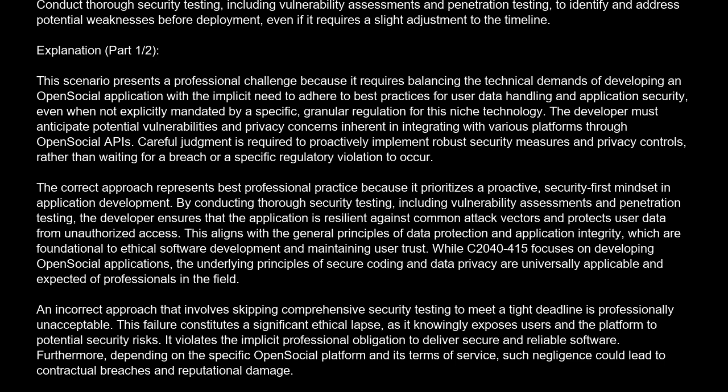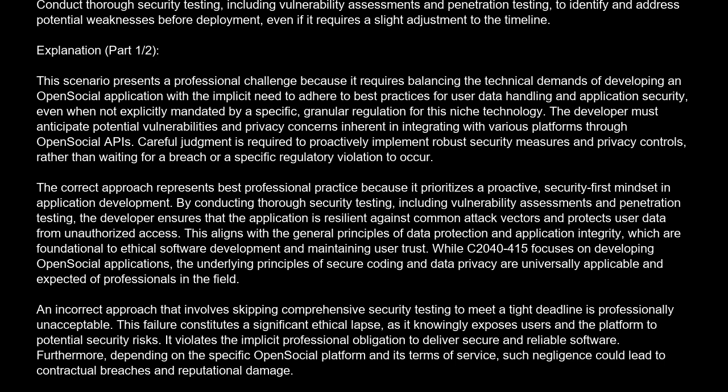The correct approach represents best professional practice because it prioritizes a proactive, security-first mindset in application development. By conducting thorough security testing, including vulnerability assessments and penetration testing, the developer ensures that the application is resilient against common attack vectors and protects user data from unauthorized access. This aligns with the general principles of data protection and application integrity, which are foundational to ethical software development and maintaining user trust. While C2040-415 focuses on developing open social applications, the underlying principles of secure coding and data privacy are universally applicable and expected of professionals in the field.